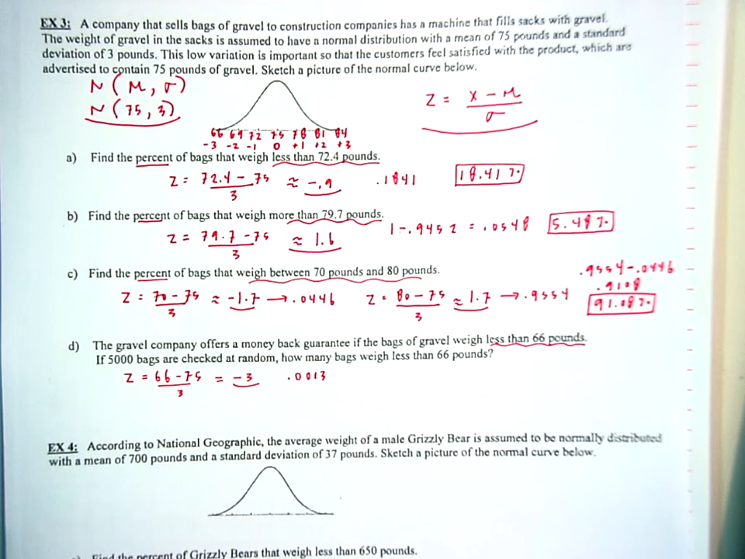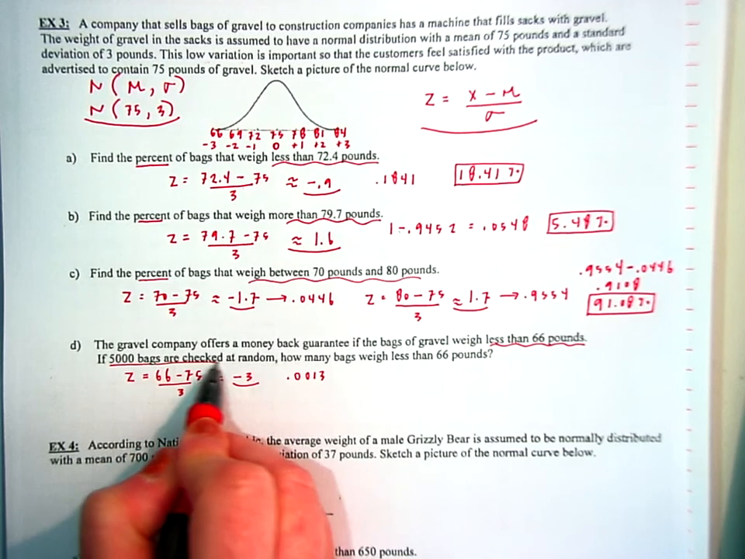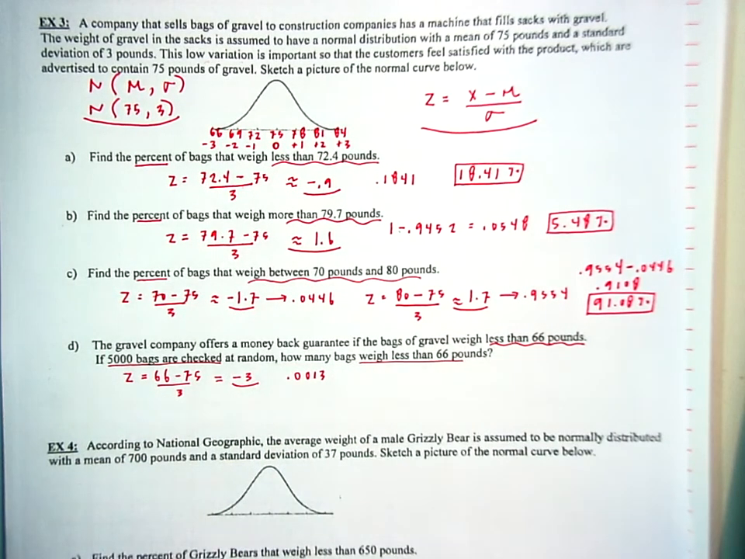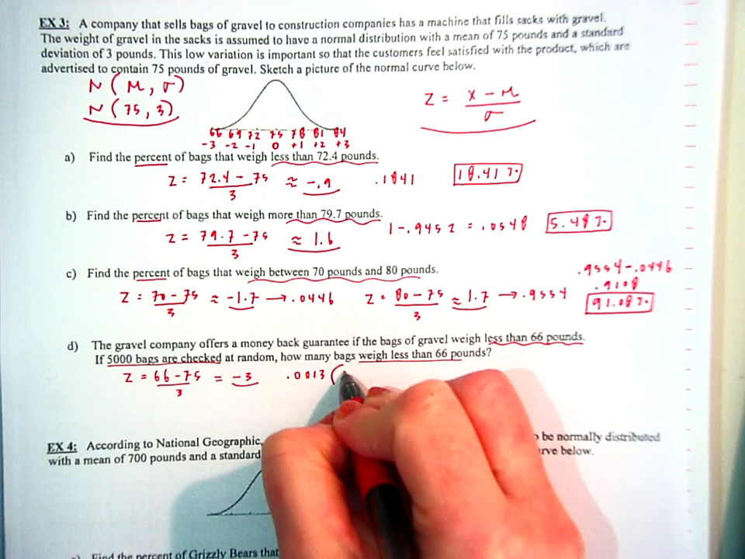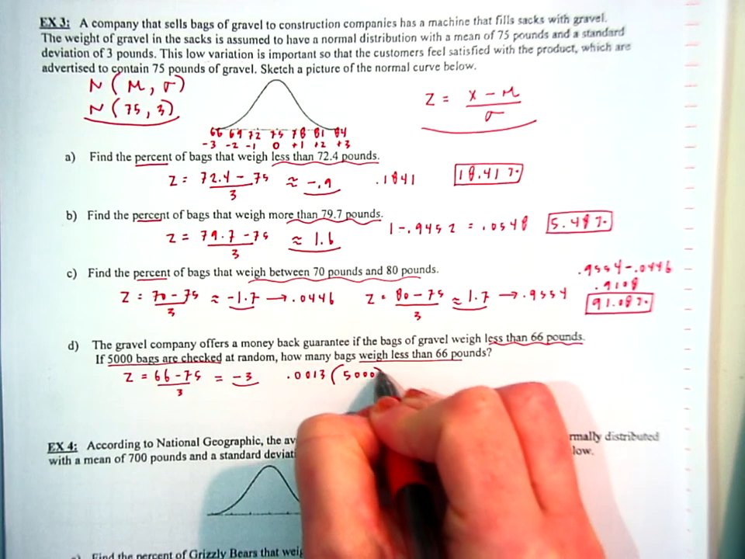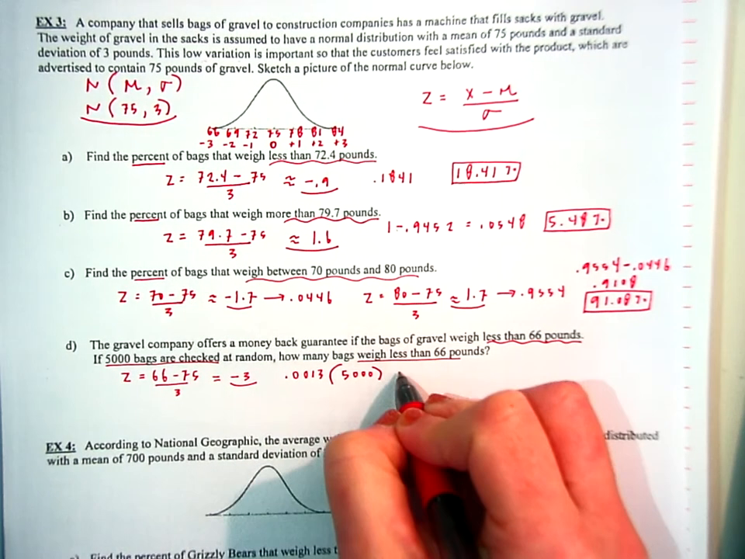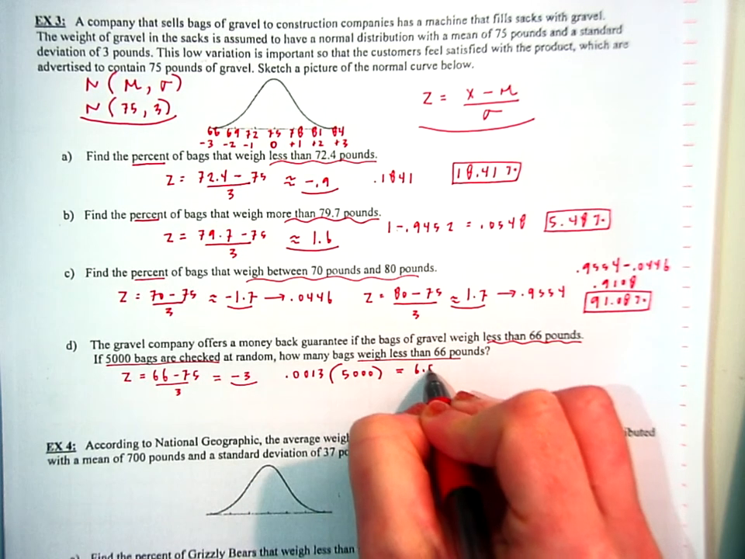Okay, so that would be the proportion below a z-score of -3, or in this case, a bag of gravel that weighs 66 pounds. Now if 5,000 bags are checked, how many would we expect to weigh less than 66 pounds? Well, I'm just multiplying that by 5,000. So I'm taking the 0.0013, multiplying by 5,000, and we get 6.5.